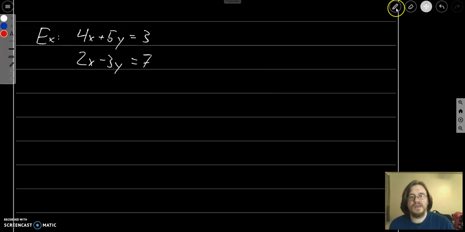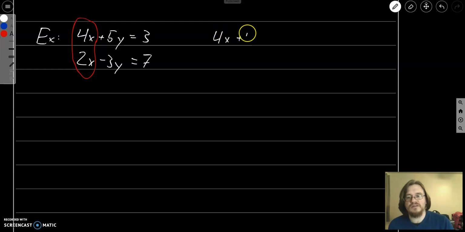So down here, I have two equations. 4x plus 5y is equal to 3, and 2x minus 3y is equal to 7. When we look at, let's use these x terms right here. 4x and 2x don't cancel. If we were to try to add them together, we would get 6x. So for the moment, these guys aren't canceling. What could I do to make those guys cancel? I'm going to leave the top equation alone for the moment.